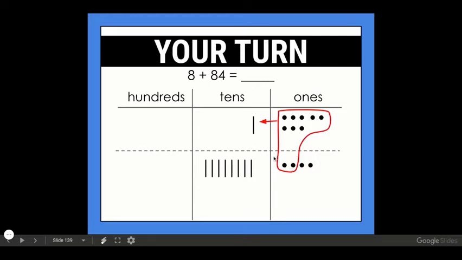After you draw your circle around those 10, draw an arrow and then add in a new 10 in the tens column.